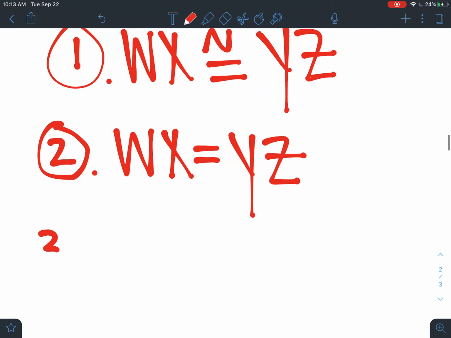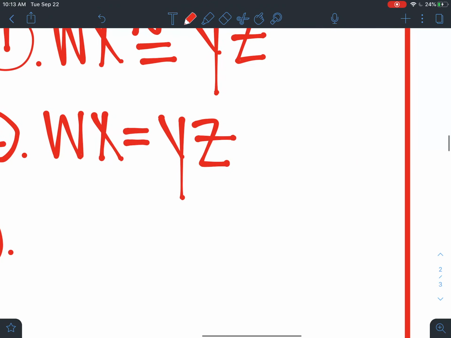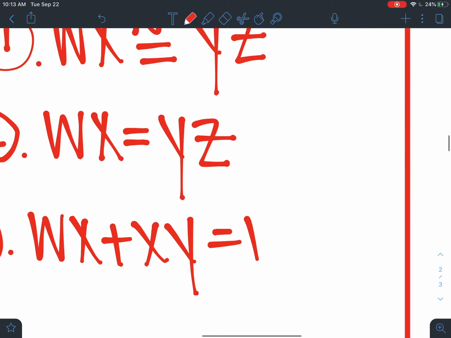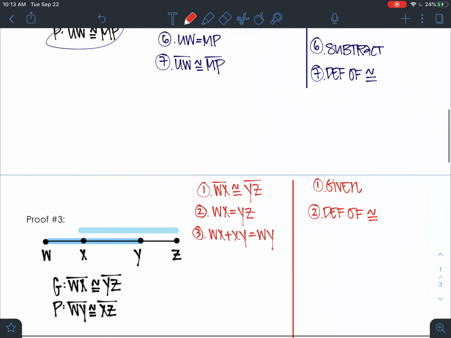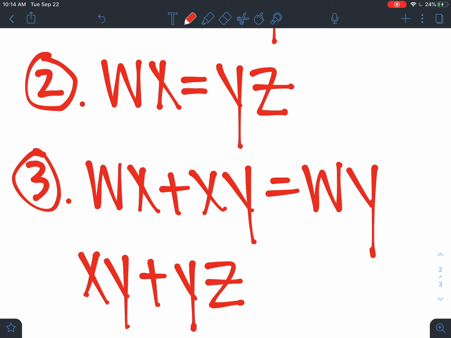So I'm going to do WX plus XY equals WY. And then I'm going to have XY plus YZ equals XZ, and that's through segment addition.